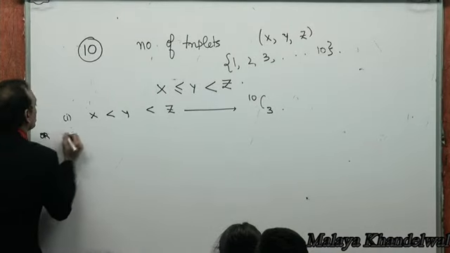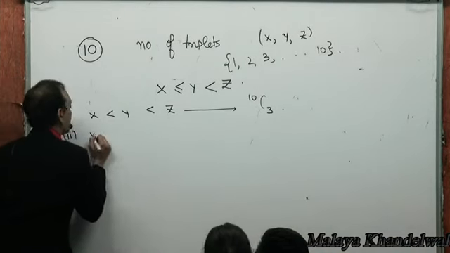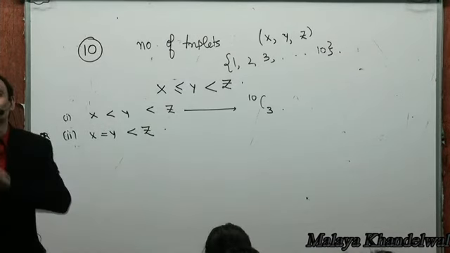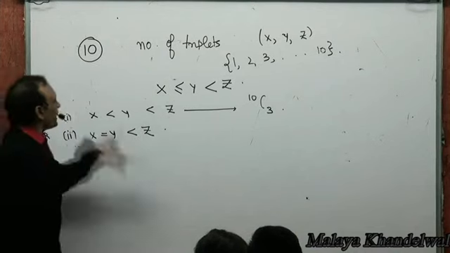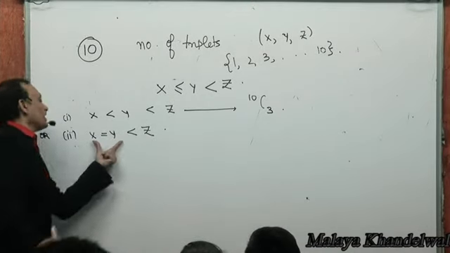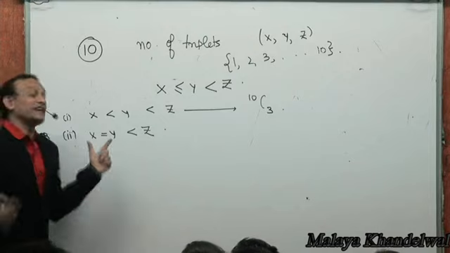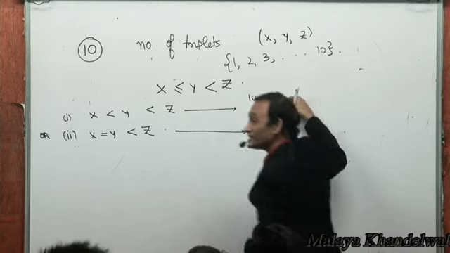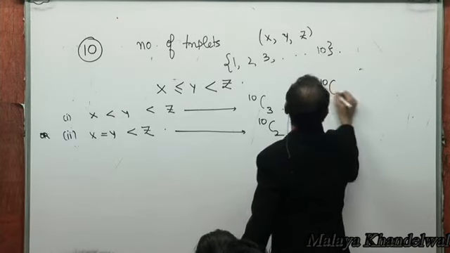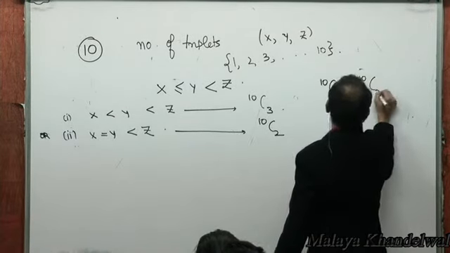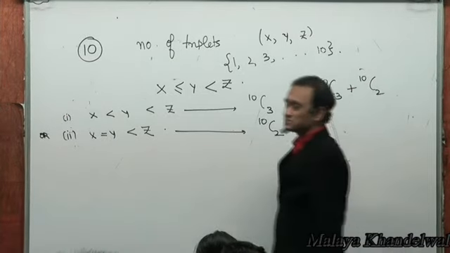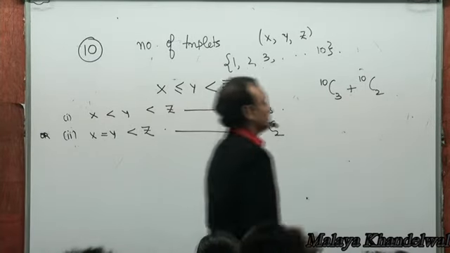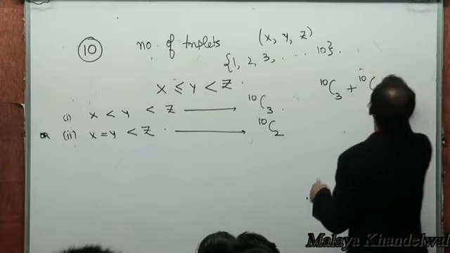Or the second case, x equal to y but less than z. So what you do is you select only 2 numbers. The bigger one you call z, the smaller one are x and y. 10C2, absolutely, very good. That is 10C2 ways. So the total count would be this plus this, 10C3 plus 10C2. Have you computed this? Whatever it turns out. How much is it? 165? Okay.